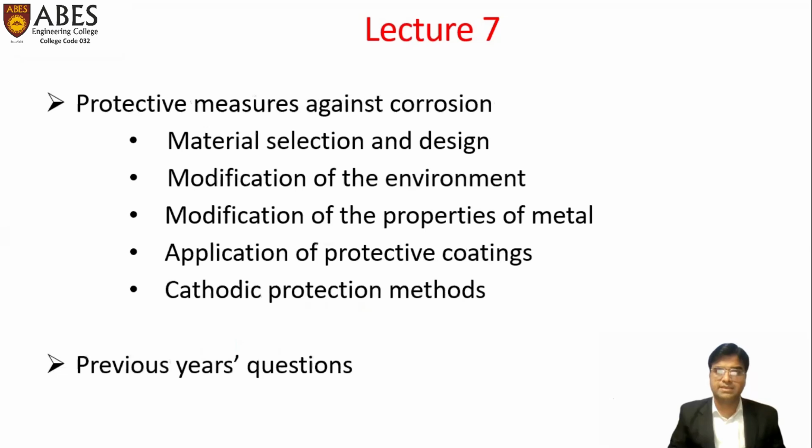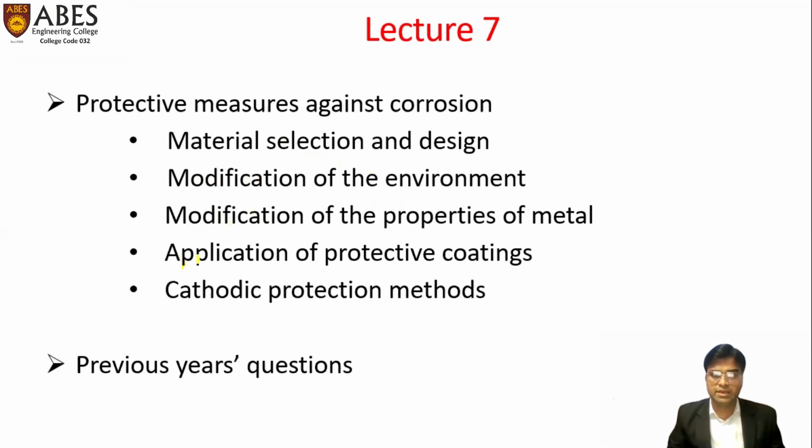In the next lecture, that is lecture 7, we shall understand how we can adopt protective measures against corrosion. These protective measures are divided into 5 categories. Among them, the first category is material selection and design. By choosing proper material and by designing rationally, we can prevent the corrosion process. After that, we can see how modification of the environment helps to prevent the corrosion. Then we shall discuss how modification of the properties of the metal can help to prevent the corrosion.